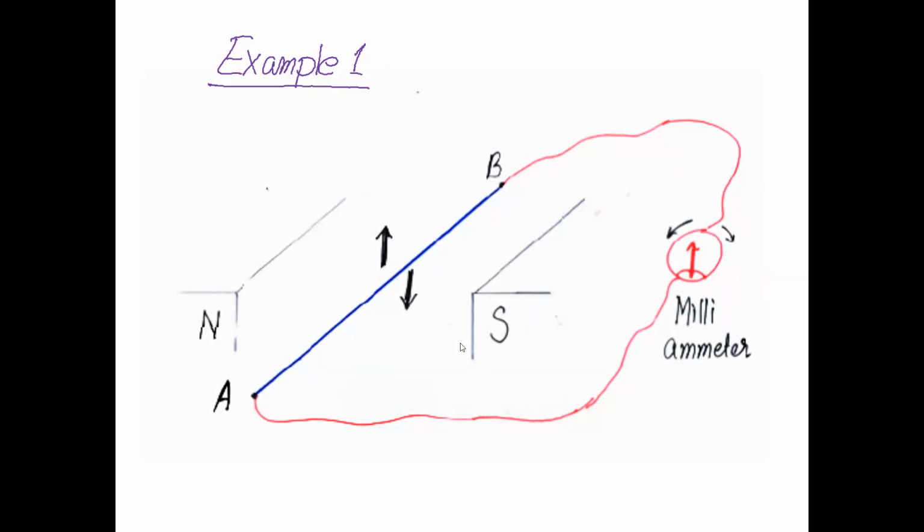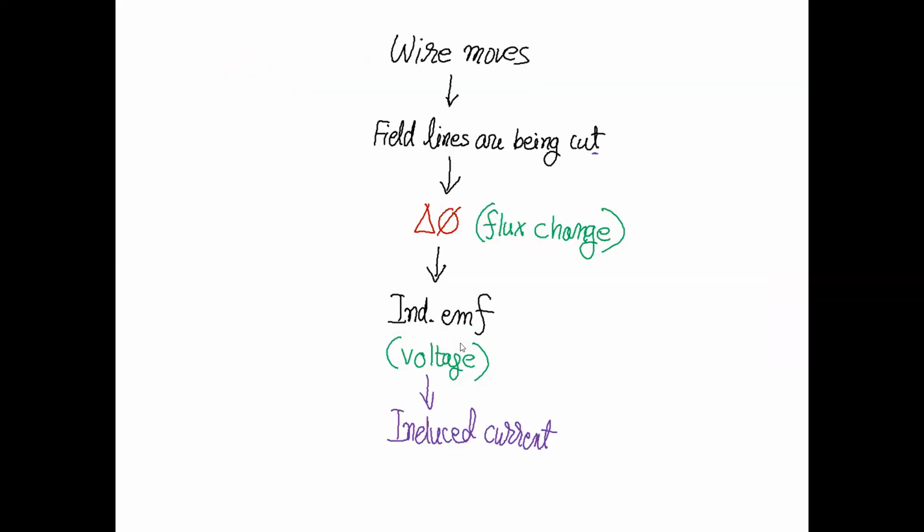So you can notice here that the wire is cutting the field lines. When you move the wire up and down, the wire will be cutting the field lines. Faraday suggested that if the wire is moved externally, the meter will show some deflection. As the wire moves, field lines are being cut.